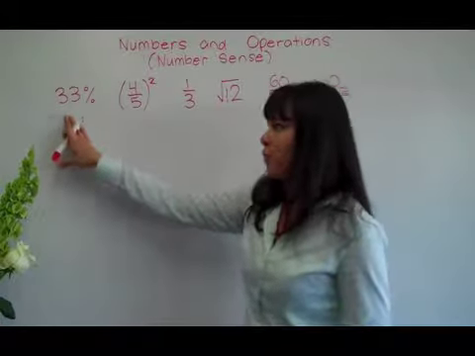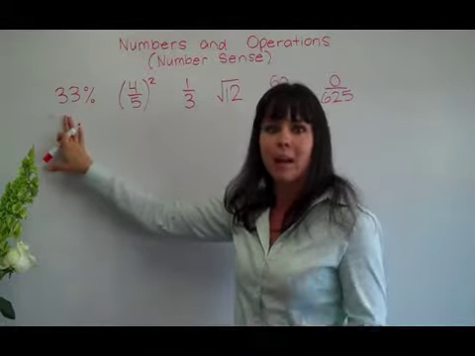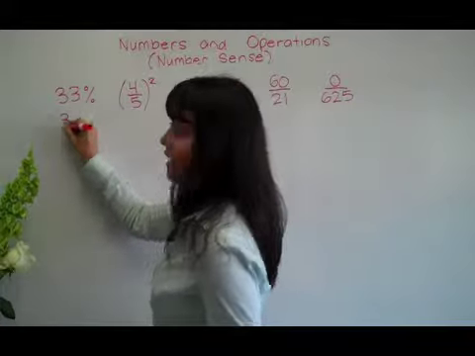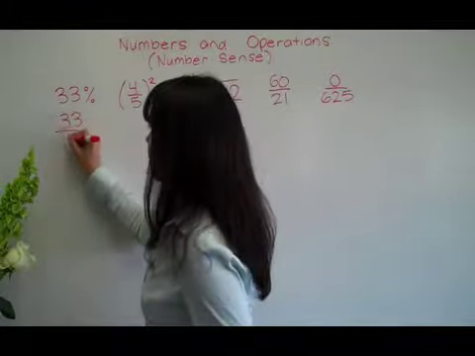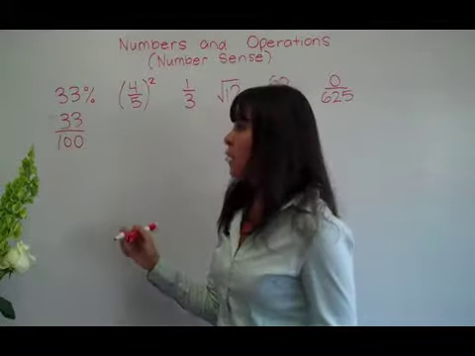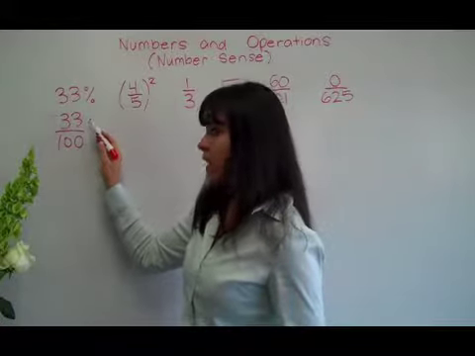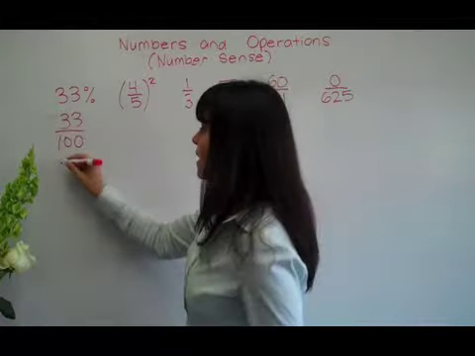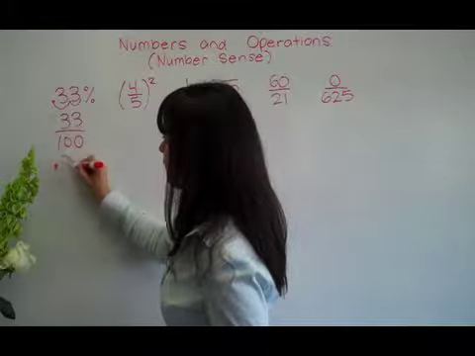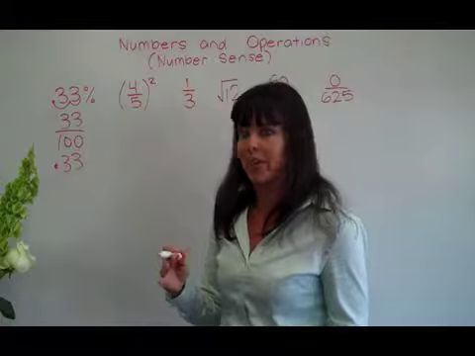So we start with 33%. Now percent itself, the word means divided by 100. So all we need to do with the percent is take it, if you want to look at it as a fraction, it's 33 over 100. Or if you want to look at it as a decimal, whenever we're dividing something by 100, all we need to do is move the decimal point to the left 2 times. So as a decimal, we'd move the decimal point here and it would be 0.33.